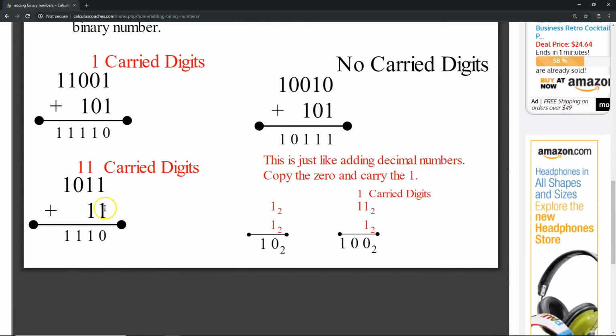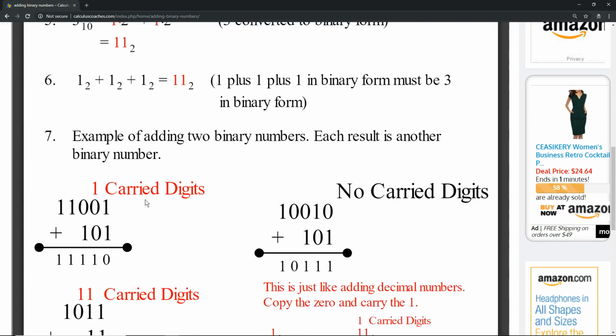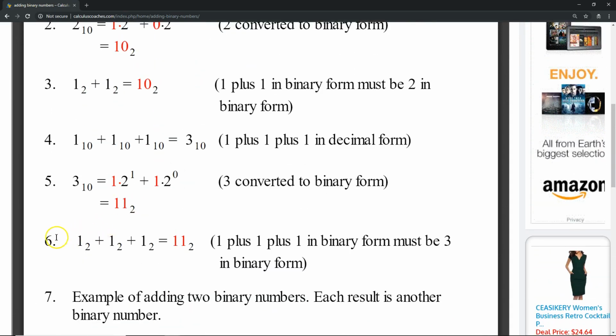You have 1 and 1. Well, you put the 0 down, you carry the 1 from that. Now in that column, you have 3 1s. When you have 3 1s, go back to the top. Look up here, you see, at step 6, I wrote 1 in base 2 plus 1 in base 2 plus 1 in base 2 equals 11 in base 2. So you're going to put that 1, and then the other 1 in front of it, so to speak, essentially gets carried to the top.